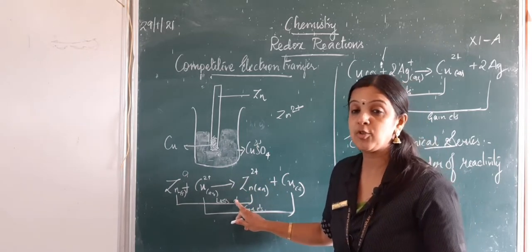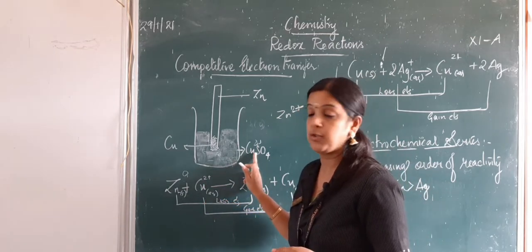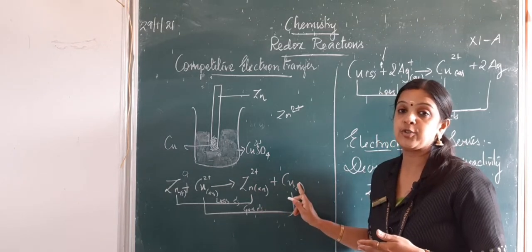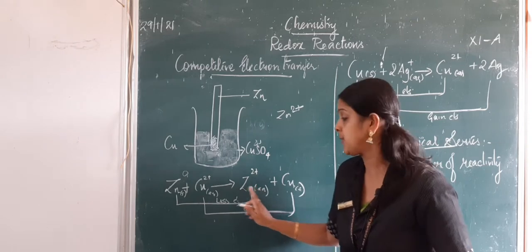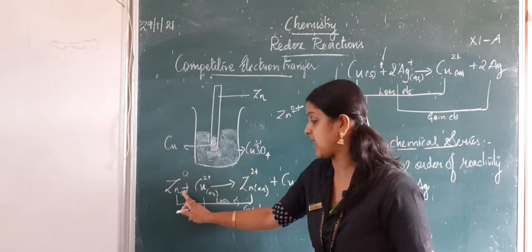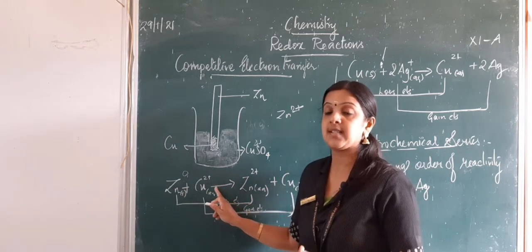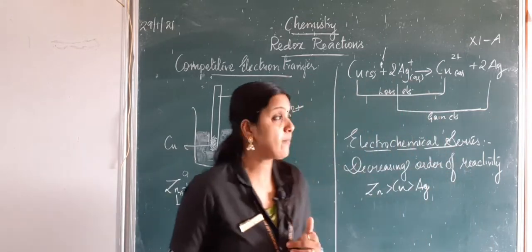So, what is happening to copper then? Copper 2 plus in the copper sulfate solution gains those 2 electrons and gets reduced to copper solid. So, zinc is undergoing oxidation, copper is undergoing reduction. So, zinc will act as a reducing agent and copper will act as an oxidizing agent. So, that is with respect to zinc and copper sulfate.